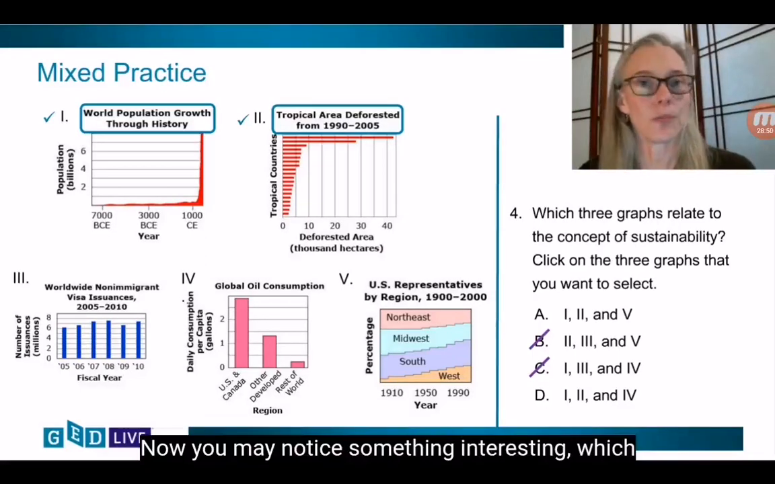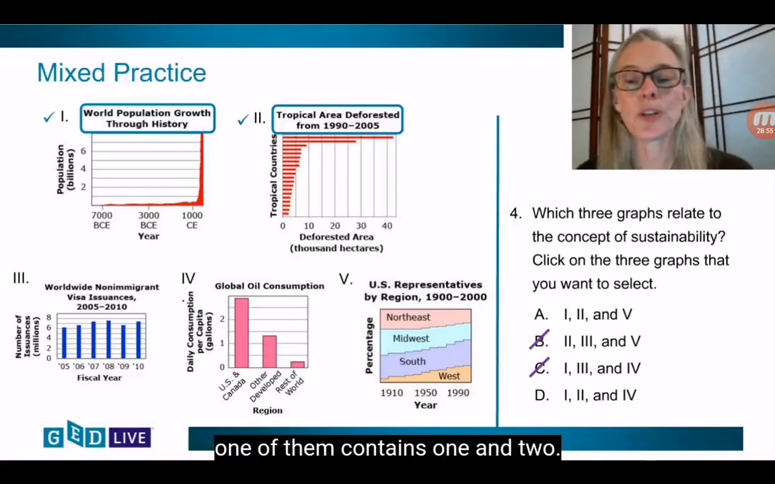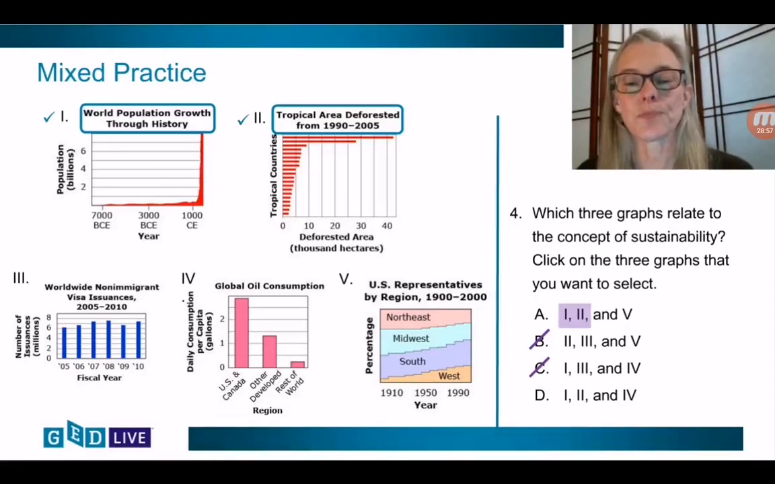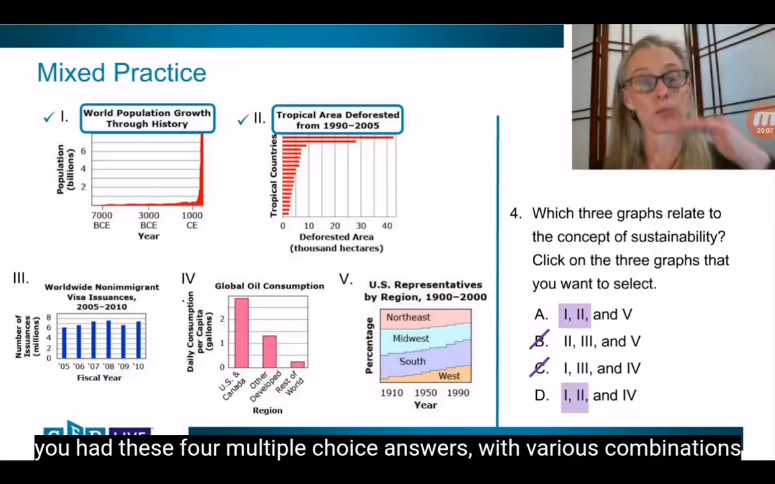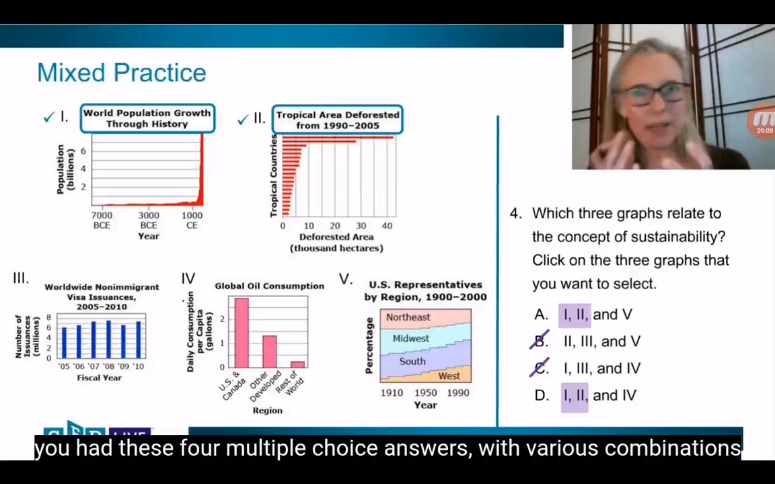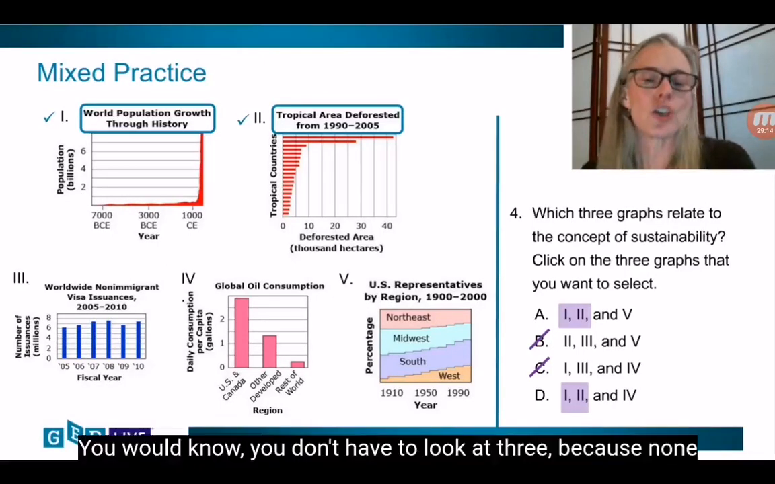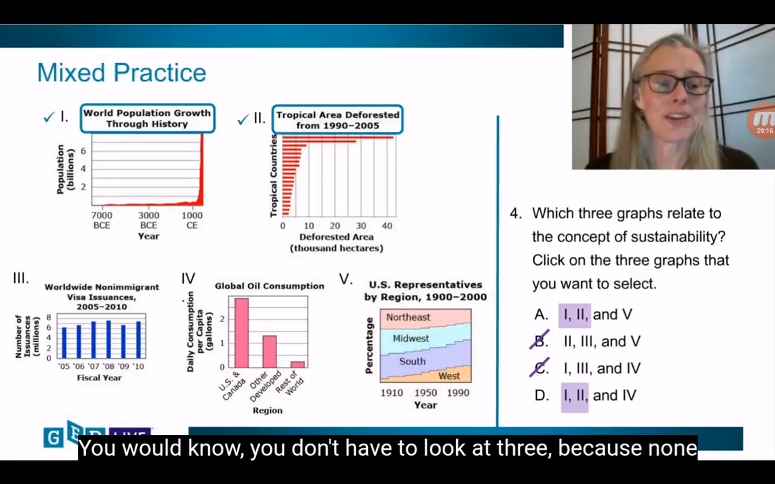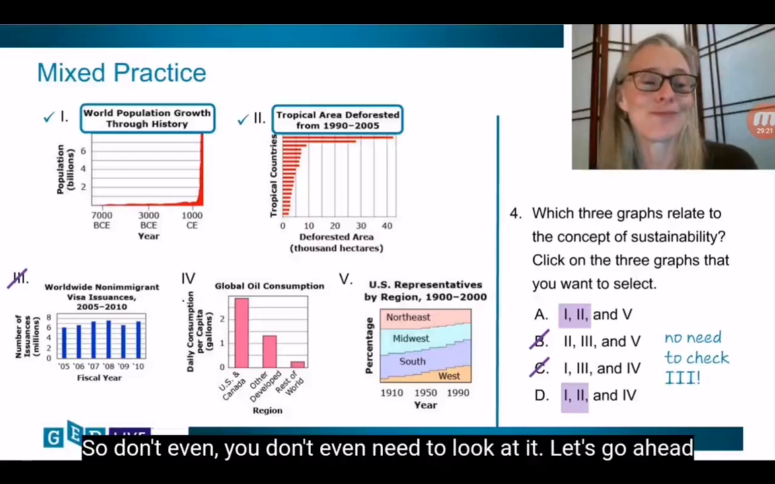Now you may notice something interesting, which is that the 2 choices that are left, each one of them contains 1 and 2, right? But neither of them contains 3. And so if you had these 4 multiple choice answers with various combinations of Roman numerals referring to these various graphics, you would know you don't even have to look at 3, because none of the remaining answer choices have it. So you don't even need to look at it.